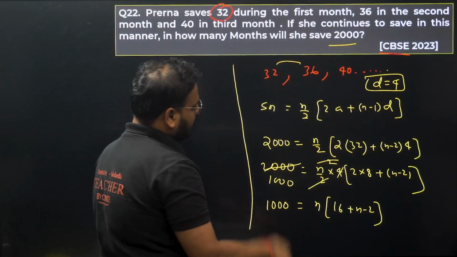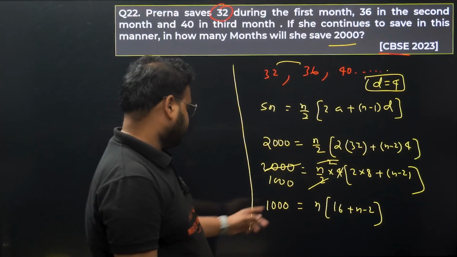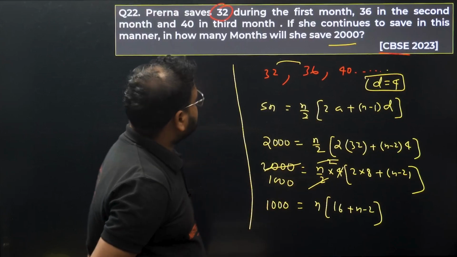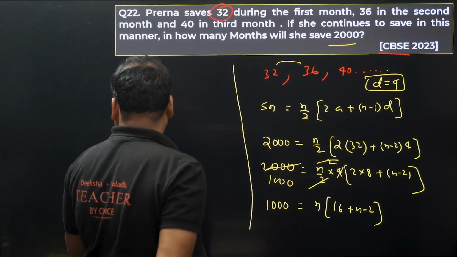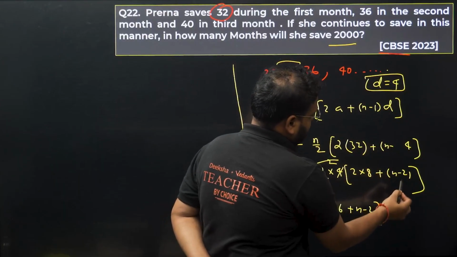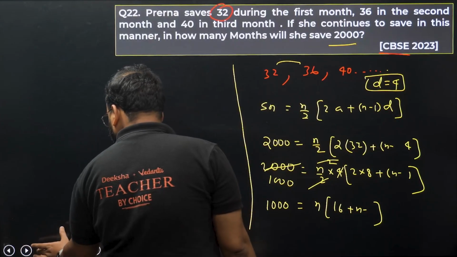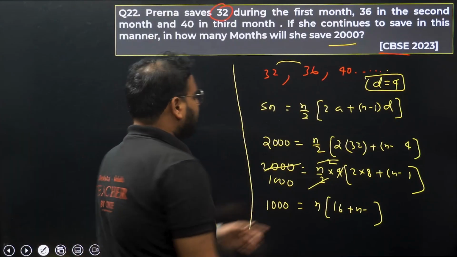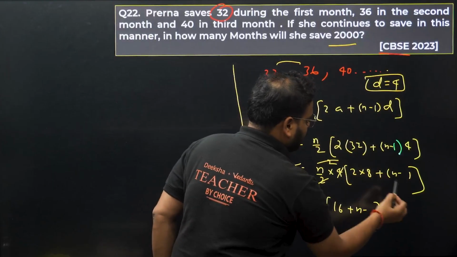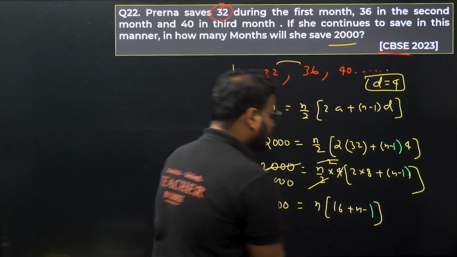Excuse me, have I made any mistake? Okay, I've taken n minus 2, sorry. N minus 1, right? This formula is wrong. I've written n minus 2 everywhere. That's a mistake. So I made a mistake everywhere. I've written n minus 2 actually. This is actually n minus 1, no? N minus 1, right? So this will become n minus 1.